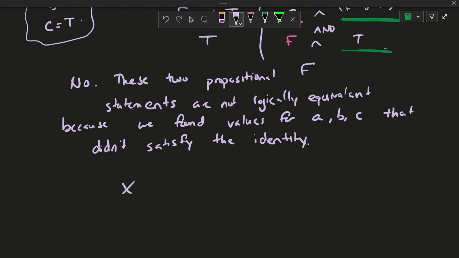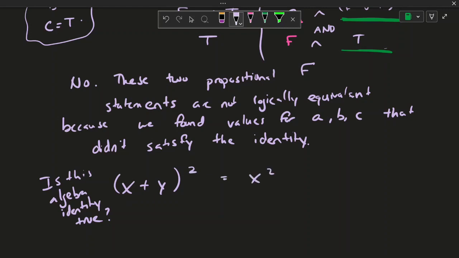For example, someone said, is this algebra identity true? Let's say (x plus y) squared equals x squared plus y squared. This is one of the most common algebraic mistakes that middle and high schoolers make. They think the square is just going to distribute across. And no, this is not true.